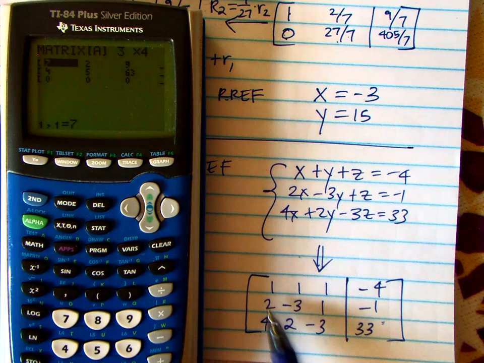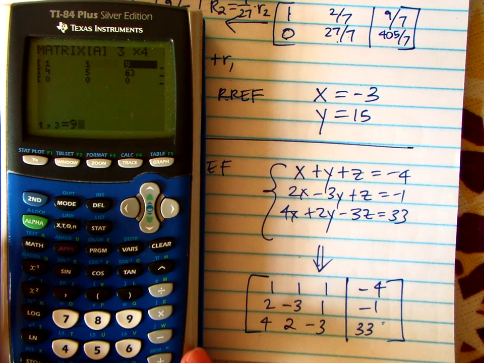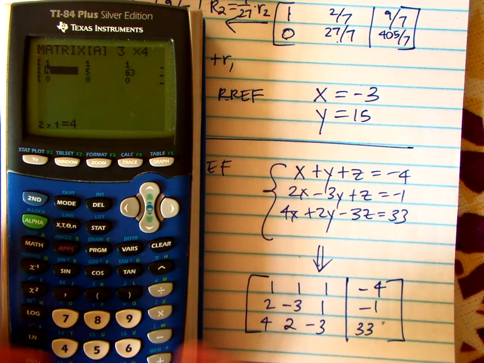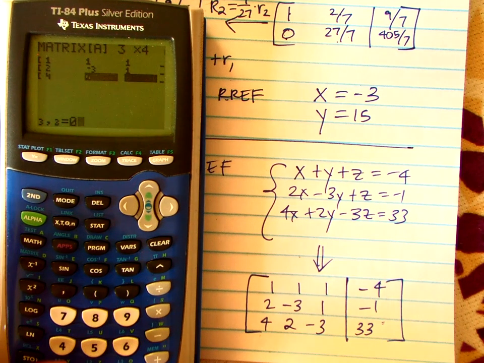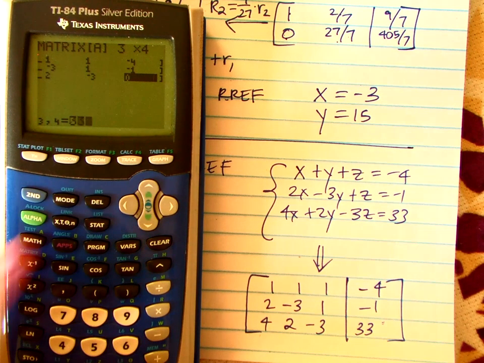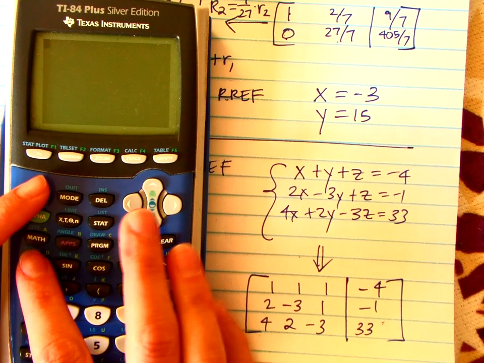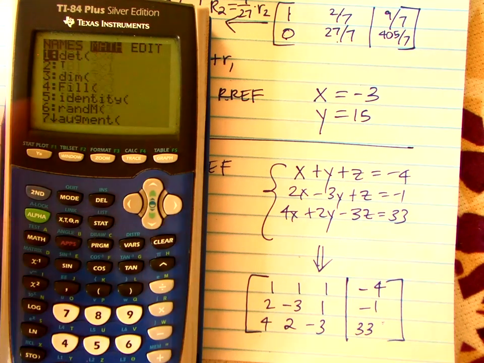I know it may seem strange, how are we accounting for this augmented portion? Just don't worry about it. So 1, 1, 1, I'm just going straight across, -4, so that it leads me that way. And -1, and 4, 2, -3, and 33. All right, now we've got this matrix in there. So I want to go back, second matrix, call up my menu. I want to do some matrix math, right?